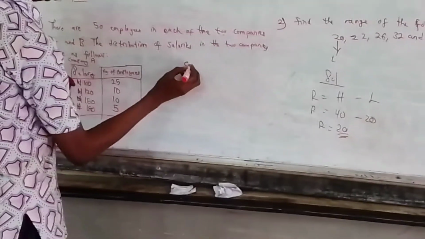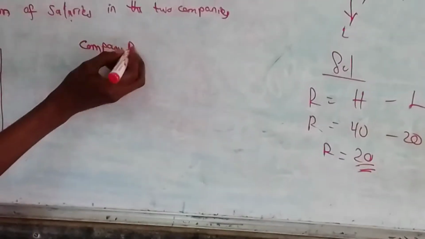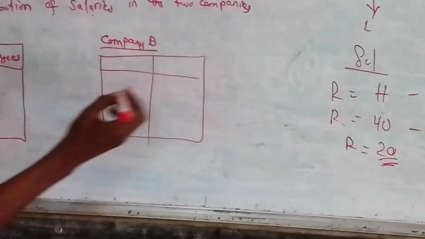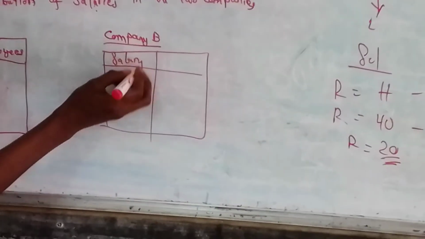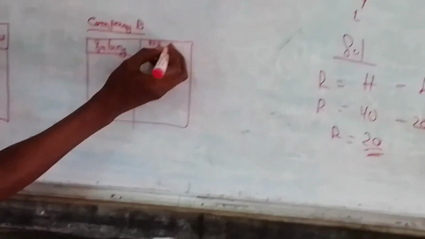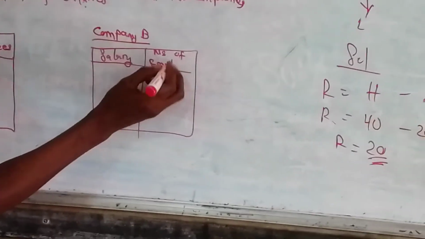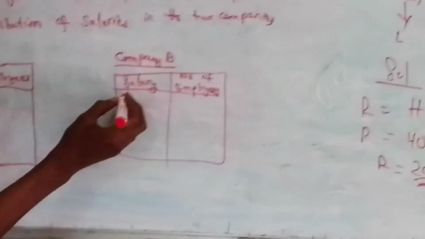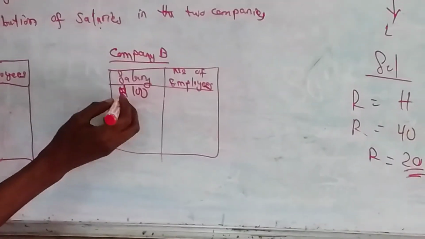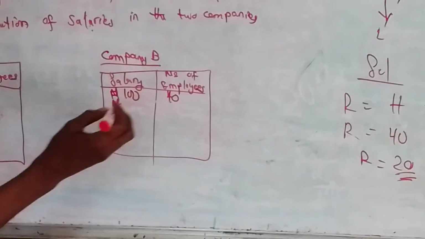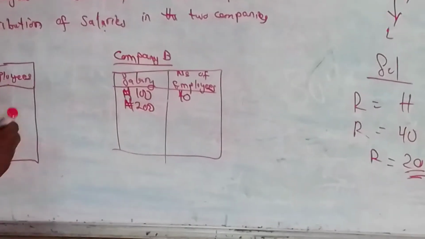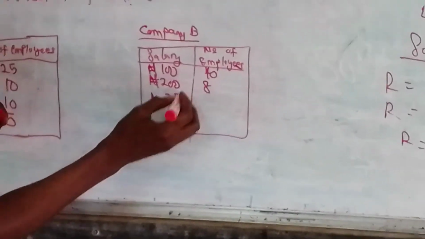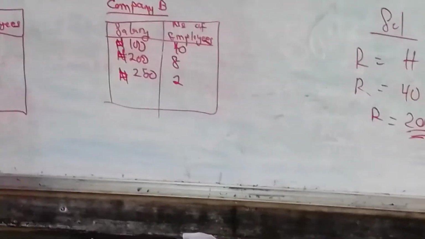Now for company B, we have the table. We have the salary, and we have the number of employees. For the number of employees, 40. The next one, 200 naira, number of employees 8. The next one, 250, number of employees 2. That's all. That's it.